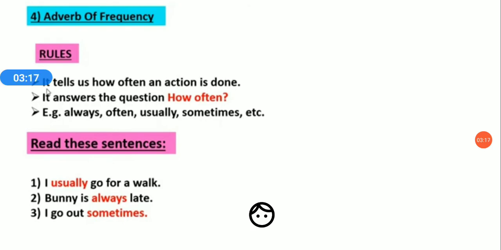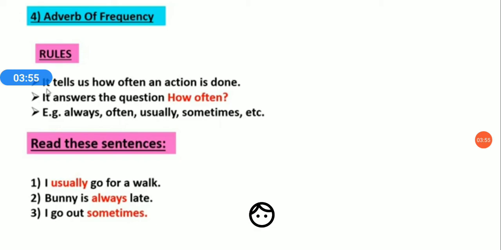Now the fourth type of adverb is adverb of frequency. Its rules are: it tells us how often an action is done. How often means how many times an action is done. It answers the question how often. Always, often, usually, sometimes, these are the examples.